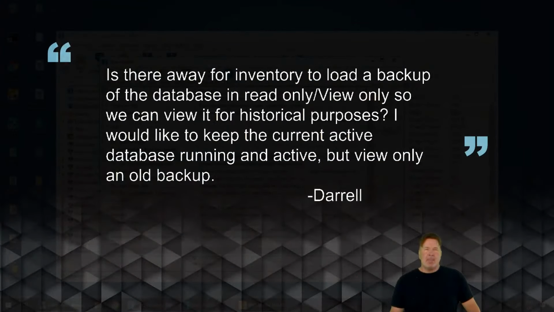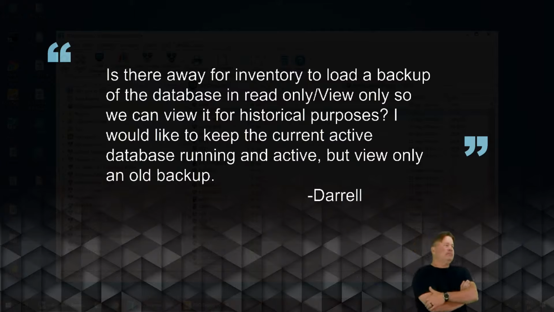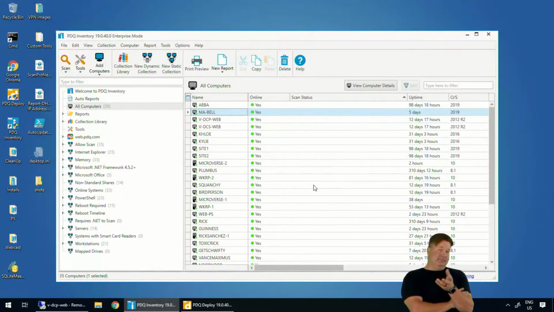Dear Lex and Jordan, is there a way for inventory to load a backup of the database in read-only, view-only, so we can view it for historical purposes? I would like to keep the current active database running and active, but view only an old backup. Thanks, Daryl. I can think of ways to make that happen. You can take a backup, put it on your laptop or a different machine, and view it there, and then you've got a comparison. But as for the same console, I guess you could point the console to the other database, but that can get very confusing.